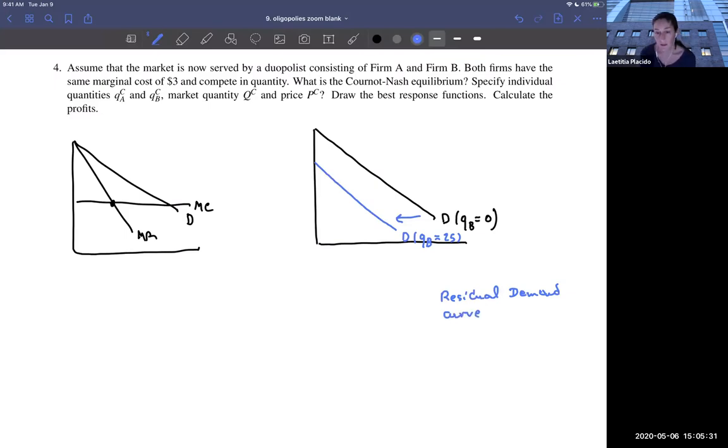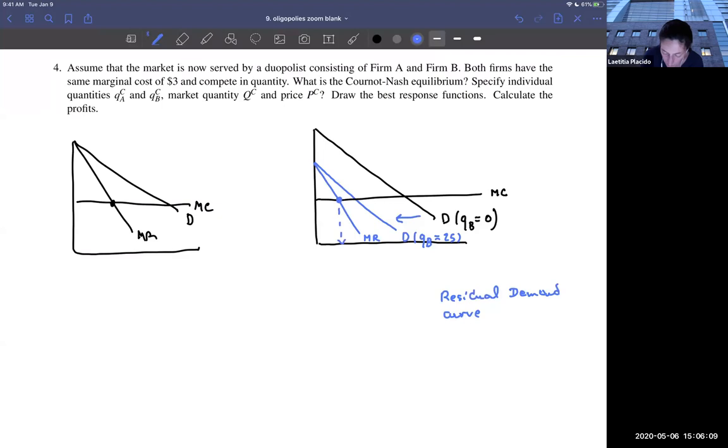So assume that I know that firm B is going to produce 25 units. What is my best response to that? Well, I'm going to draw the marginal cost curve, and I'm going to draw the marginal revenue curve here. So if firm B produces 25 units, I'm going to optimally react by producing where marginal revenue equals marginal cost.